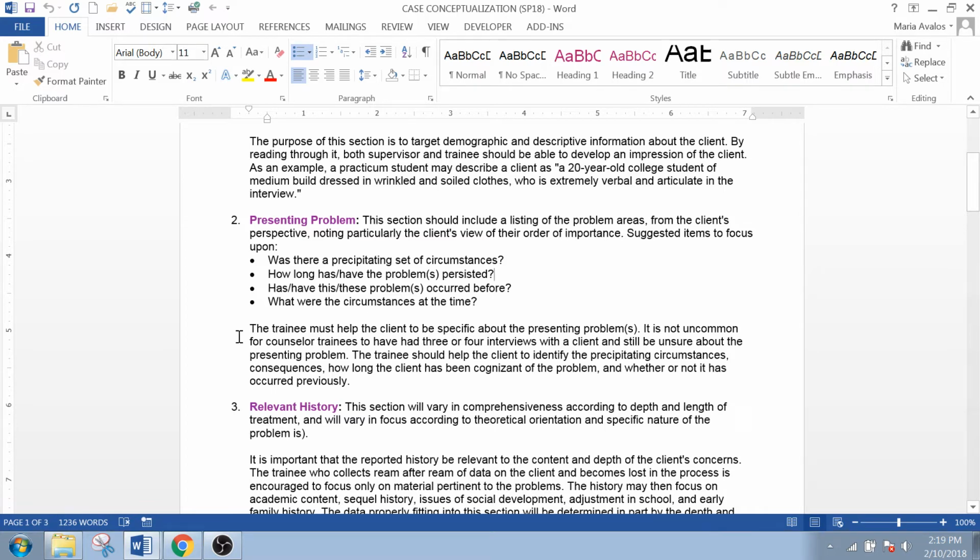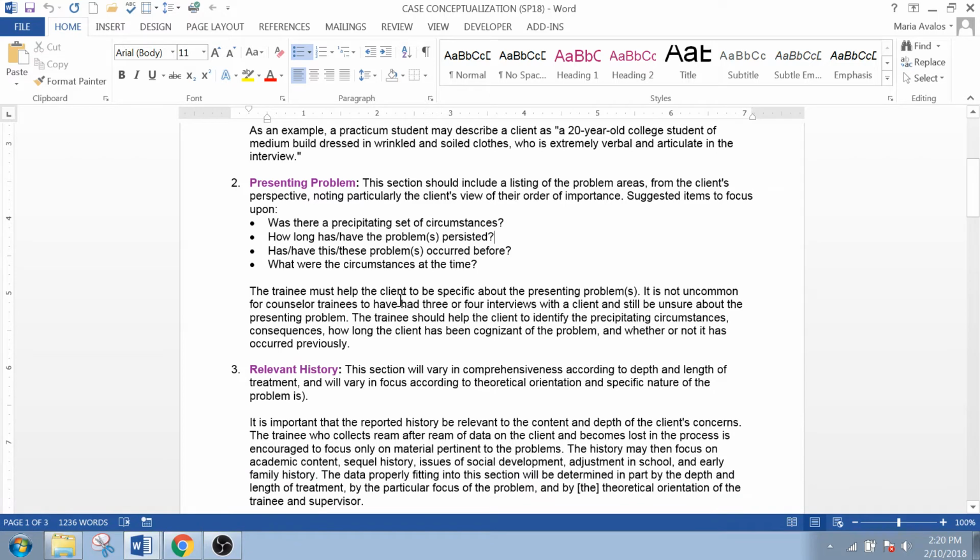So here it says the trainee must help the client to be specific about the presenting problems. It's not uncommon for counselor trainees to have had three or four interviews with the client and still be unsure about the presenting problem. The trainee should help the client to identify the precipitating circumstances, consequences, how long the client has been cognizant of the problem, and whether or not it has occurred previously. So I think that's a really important point.